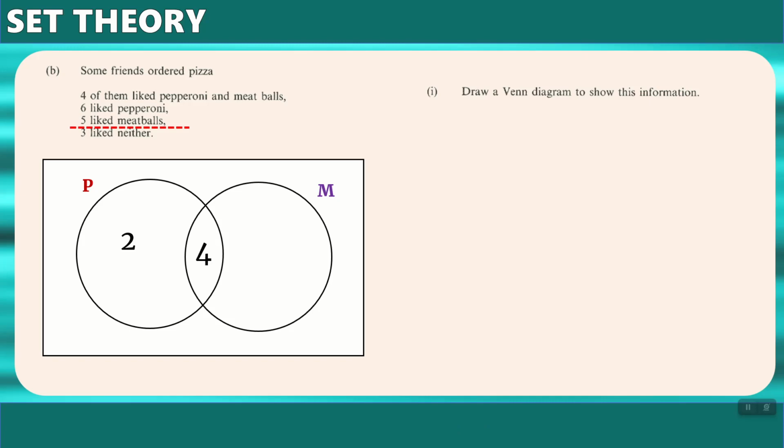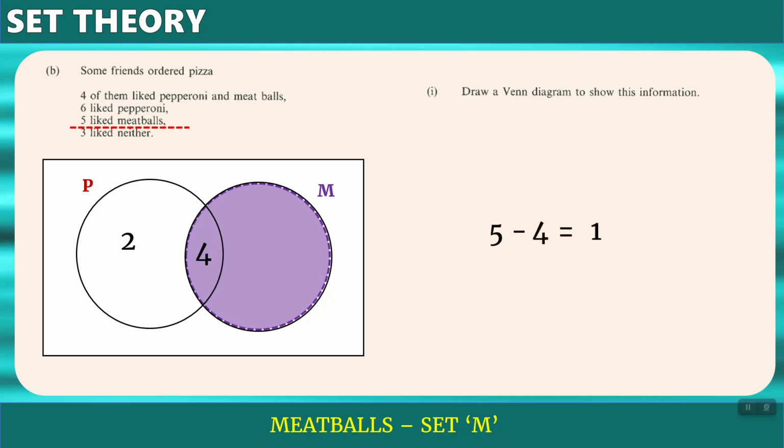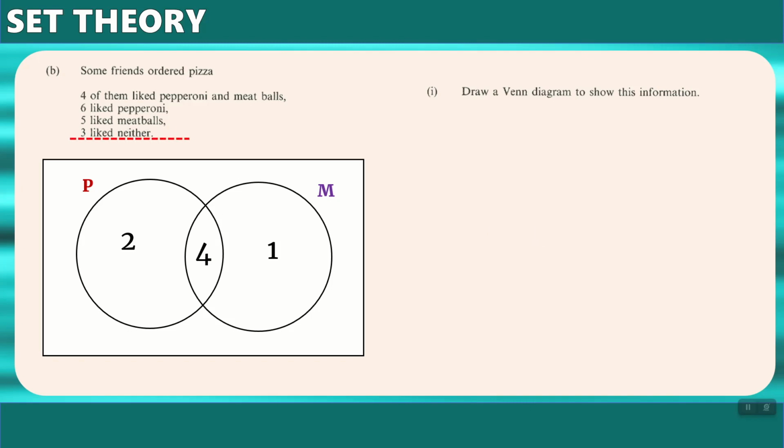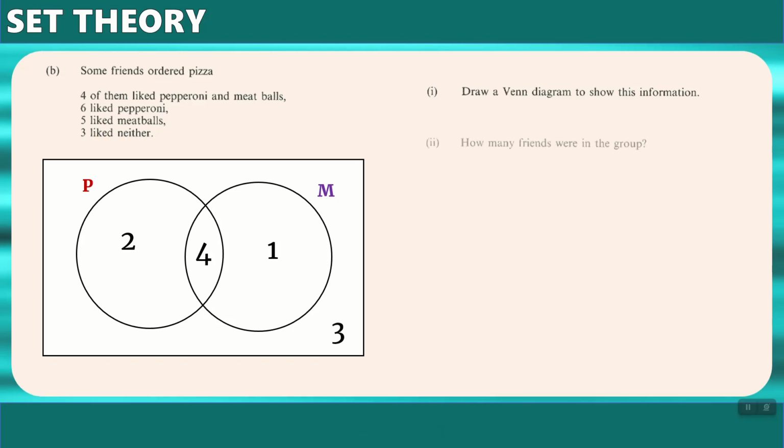Next, 5 like meatballs. And so meatballs is set M. We can see that it already has 4 in that circle, but we need 5. And so we start with 5, we subtract 4, and we get 1. And that goes right here. That is the person that liked meatball but not pepperoni. Nonetheless, it's in the M circle, and we can see 4 plus 1 in the M circle is 5. And lastly, 3 liked neither, which means it's not going to be in the P circle, neither the M circle. Where do we put it? We put it on the outside. There is the 3, and that is the 3 that liked neither.